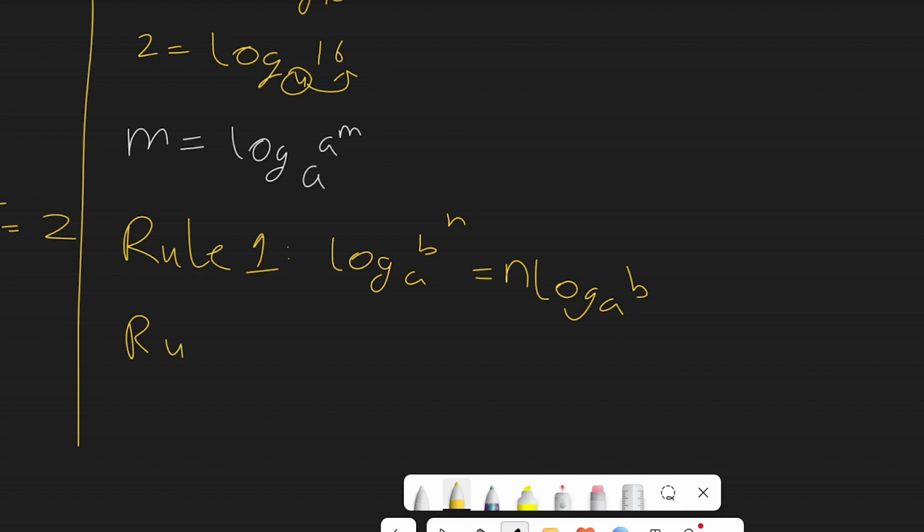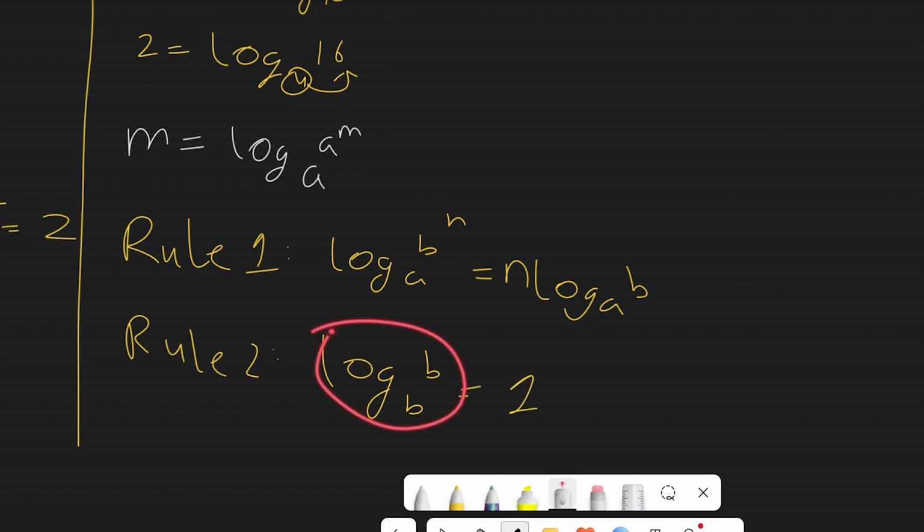Rule number 2 is that log of b to the base b is equal to 1. That is the very reason that when we had log of a over here, that became 1, and when m came down, m multiplied by 1 was equal to m.